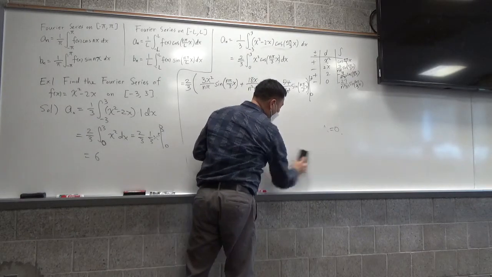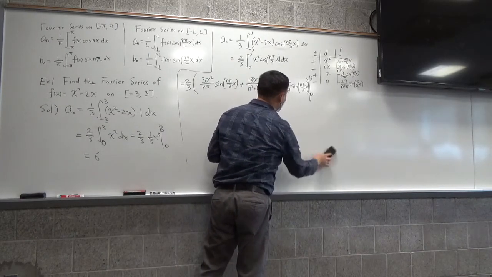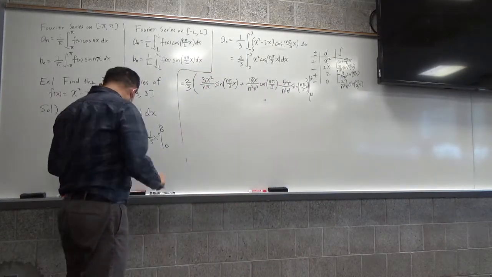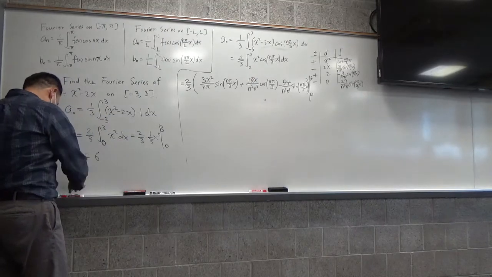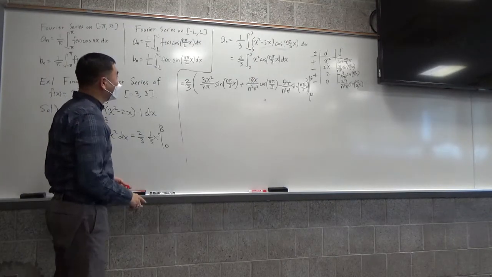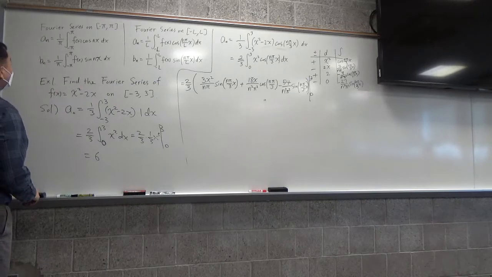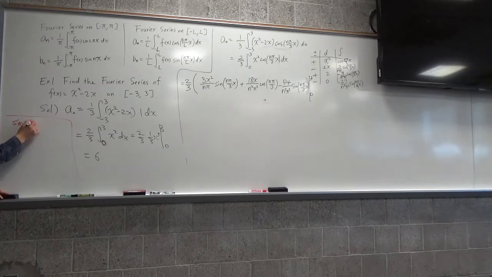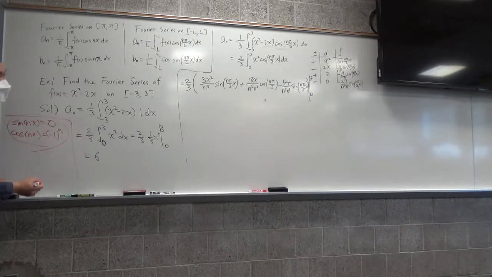You really want to make use of it if you're given the chance. Okay. And then at this point, I want to reiterate this important identity. Where should I write it? Maybe over here. Sine n pi is equal to what? 0. Cosine n pi is equal to? Negative 1 to the nth power. Okay, so we're going to use this over here.